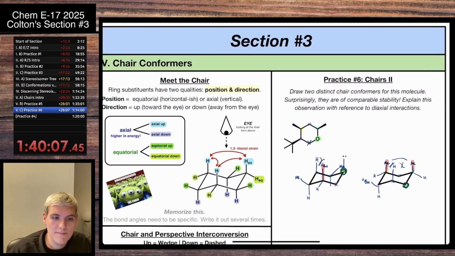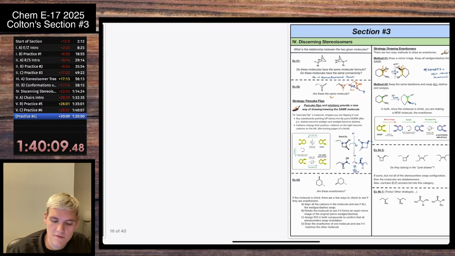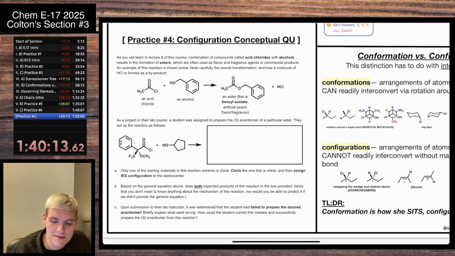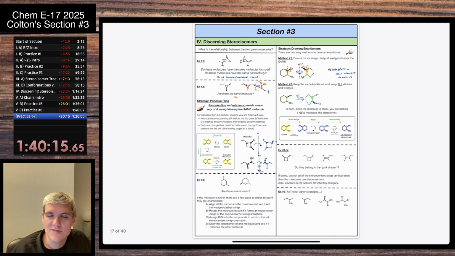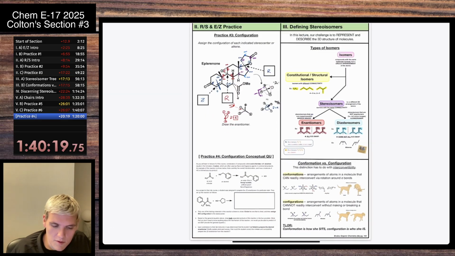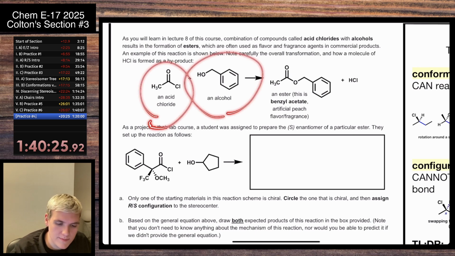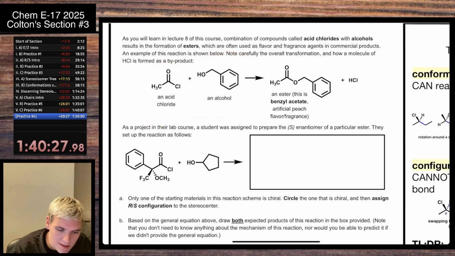Last thing I'm going to do, I'm going to pivot all the way back to practice 4, which is one of the ones from the practice handout that I skipped, mostly just because I really wanted to spend time on some of this discerning stereoisomers. So practice number 4 says, essentially there's this reaction that takes an acid chloride functional group and an alcohol functional group, and what it does is it plugs together this part of the molecule on the acid chloride and this part of the molecule on the alcohol.